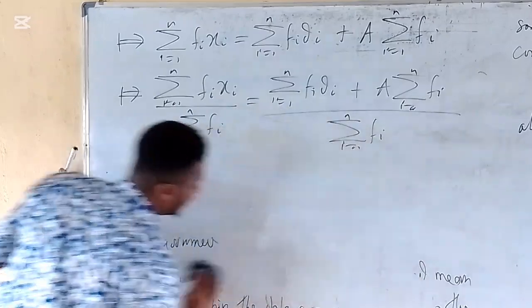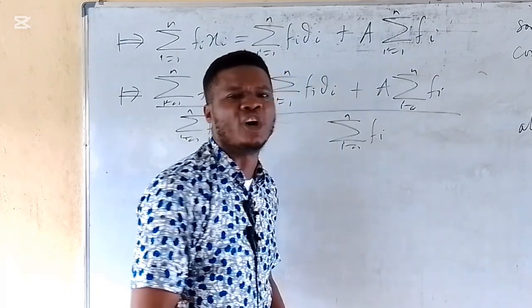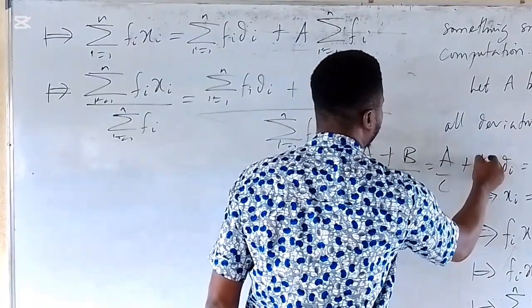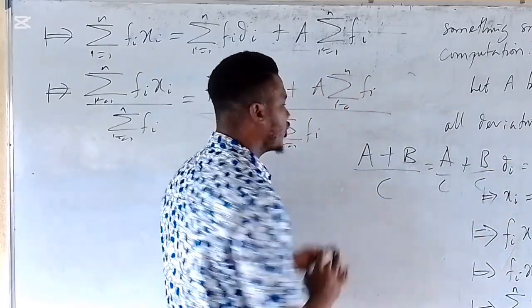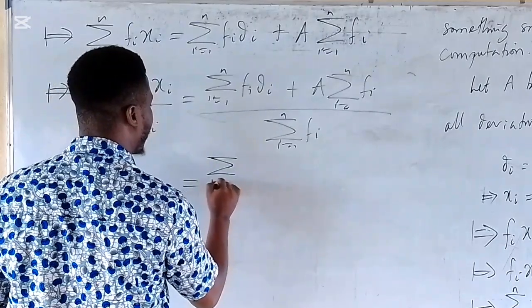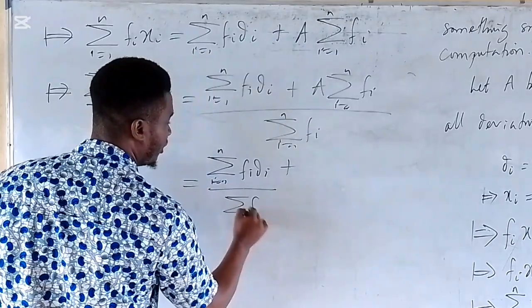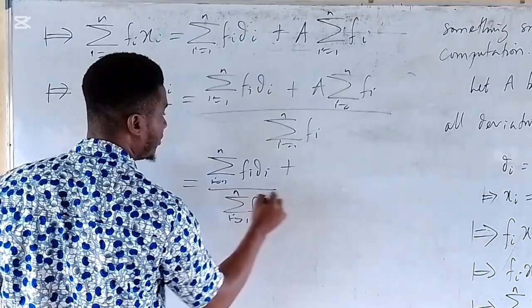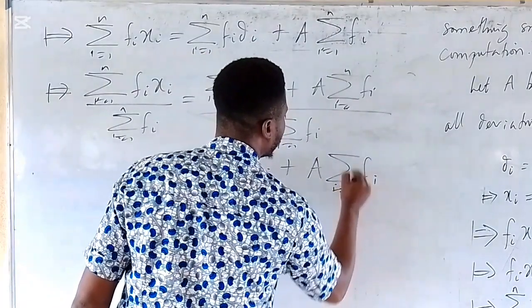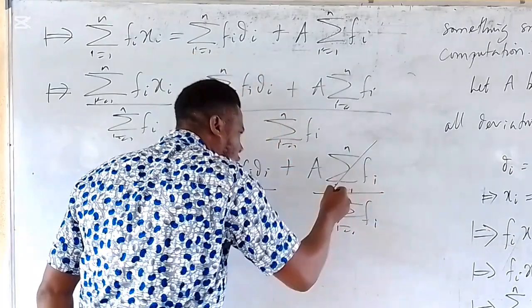Now, when she divides both sides by summation Fi, there is a simple principle in algebra that A plus B over C is A over C plus B over C. They have a common denominator. So, if she applies that principle here, it will mean that what she has obtained is, from i equals 1 to n, Fidi plus, that is over what? The common denominator is summation Fi, is it not so? And this is A summation Fi from i equals 1 to n, all over summation Fi from i equals 1 to n. This one here will cancel this one.